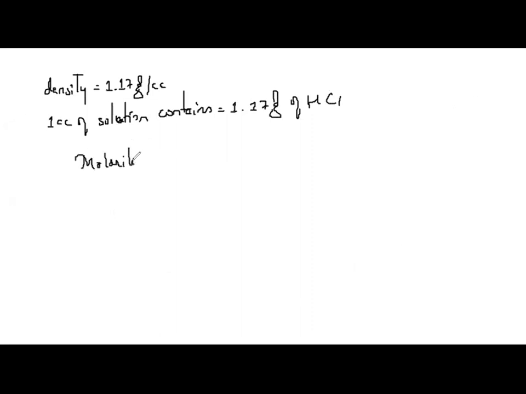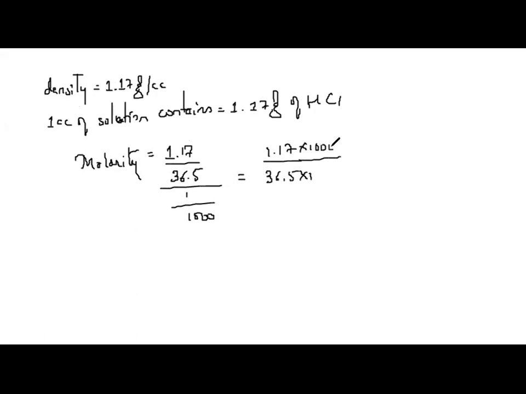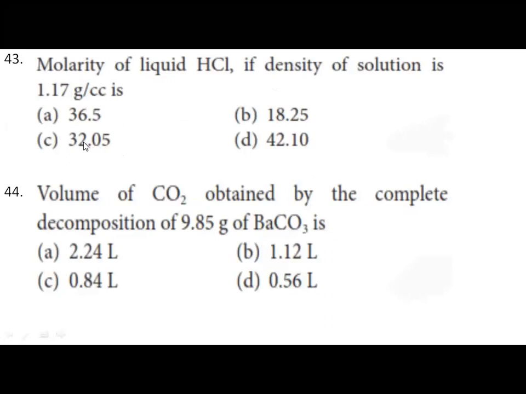Here we are supposed to find molarity. Number of moles of solute, 1.17 grams. Number of moles means given mass upon molar mass. Molar mass of HCl is 36.5. Divided by 1000, yes, because this is cc, 1 by 1000. So how do I solve it? 1.17 divided by 36.5 into 1 by 1000, correct? Solve it out. How much do we get? 1.17 into 1000 divided by 36.5. So here we get the answer 32.05. So what is the correct option? It is option C.